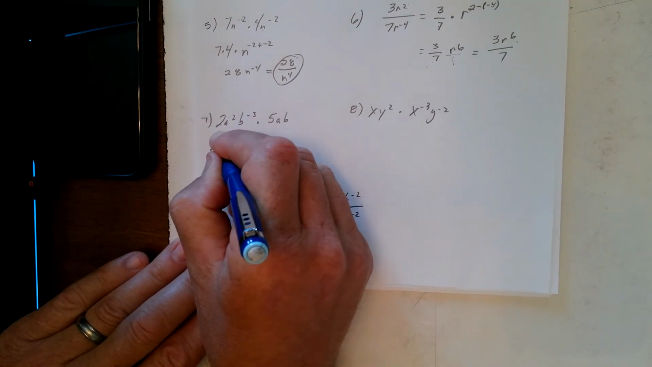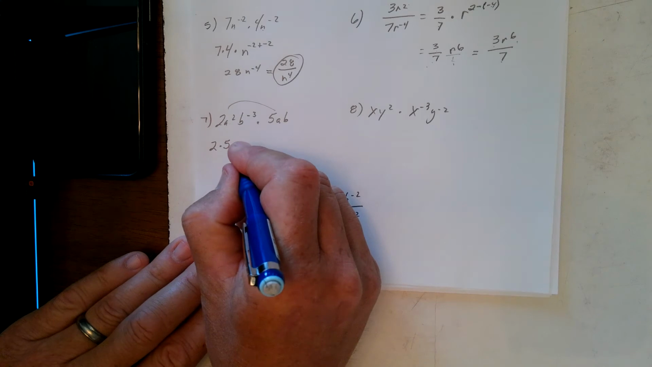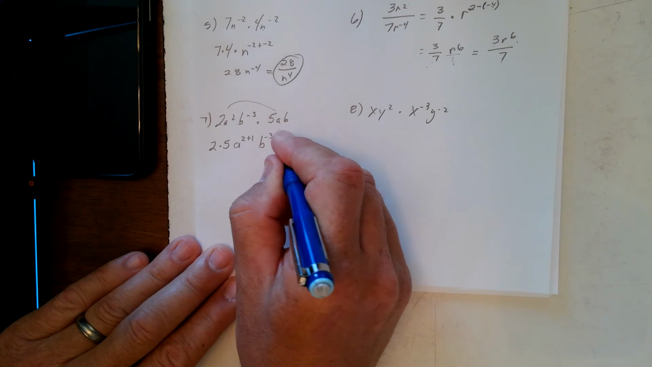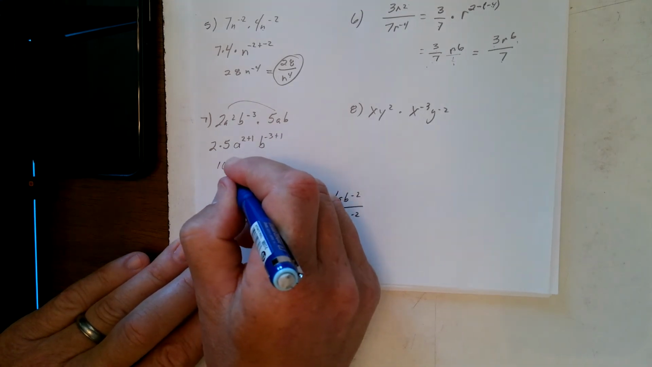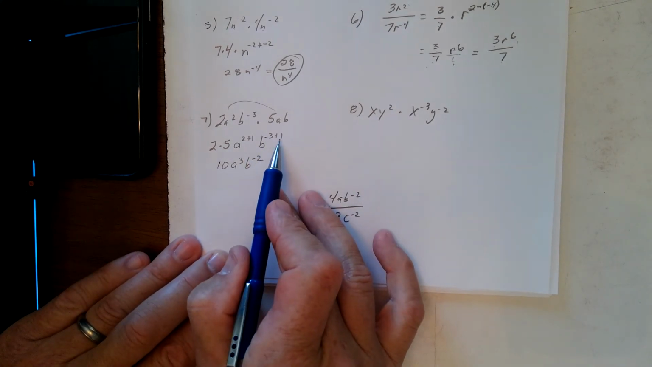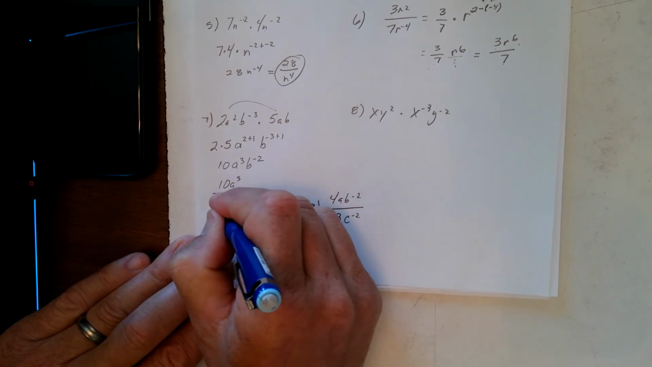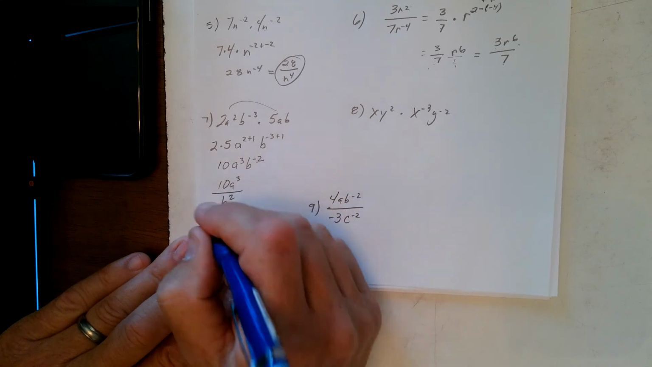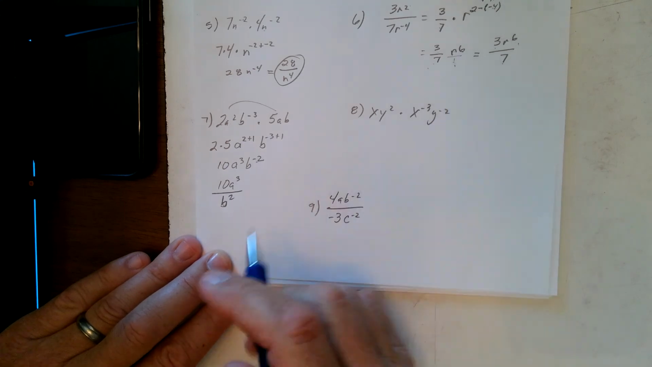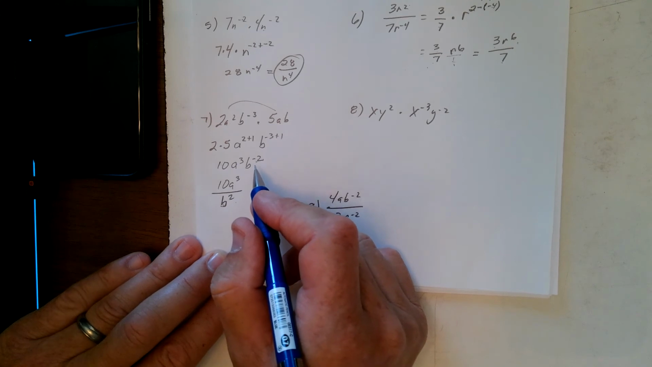It becomes 2 times 5. A to the second, we're multiplying, so we add exponents, 2 plus 1. B to the negative 3 plus 1. So that's 10, A to the third, B to the negative 2. Negative 3 plus 1, which is 10, A to the third, B to the second. No negative exponents. We change the numerator to the denominator, and vice versa. If it's a negative exponent in the denominator, we would move it to the top. But this one was in the numerator.